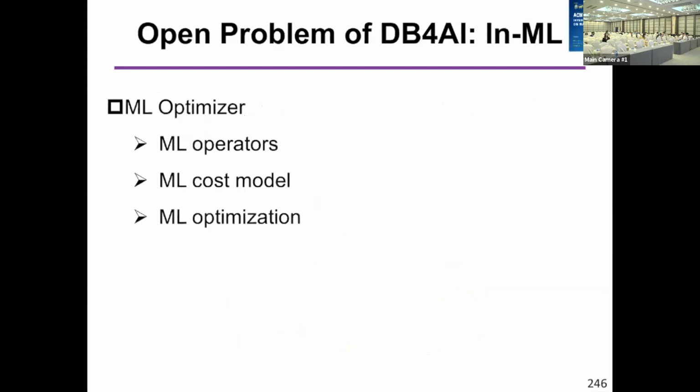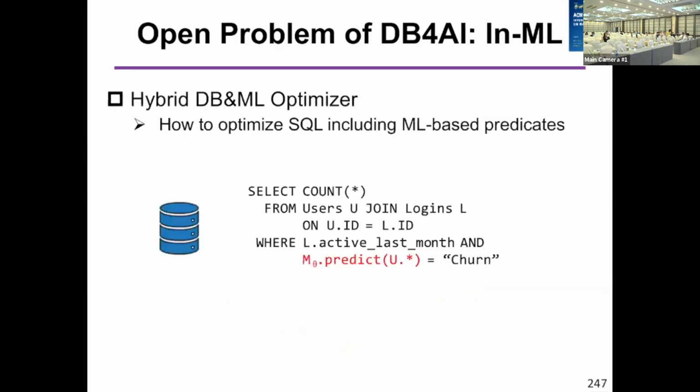Next one is in machine learning. Can we build a machine learning optimizer? For example, we design machine learning operators, machine learning cost models, and machine learning optimization. There is lots of work on using database techniques, including query rewriting and the database optimizer, on machine learning to make it run much faster and much more powerful. And there is also some work on hybrid database and machine learning optimizers.